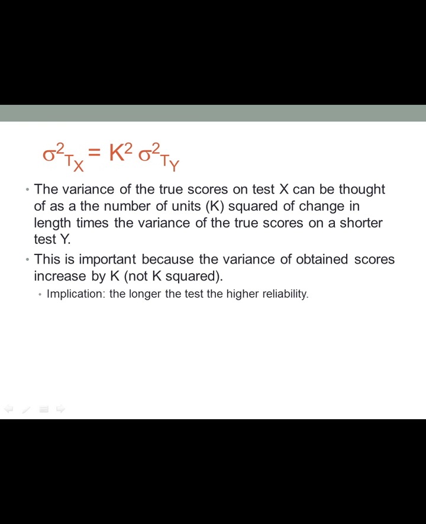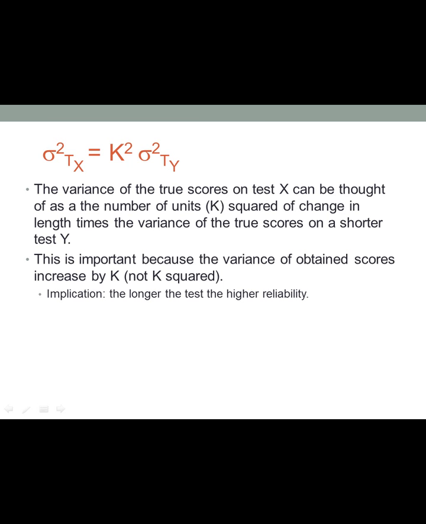Oh, here's another. The variance of the true scores on a test can be thought of as the number of units, k squared, of change in the length times the variance of the true scores on a shorter test y. I'm just showing you this. We're really not going to be using this in class very much, but I'm showing it to you because it's a fundamental part of test theory. And what it says is that basically true score variance, which is the good kind of variance we're looking for, that is to say the measurement of the person's actual quality, increases by the square of the test length.